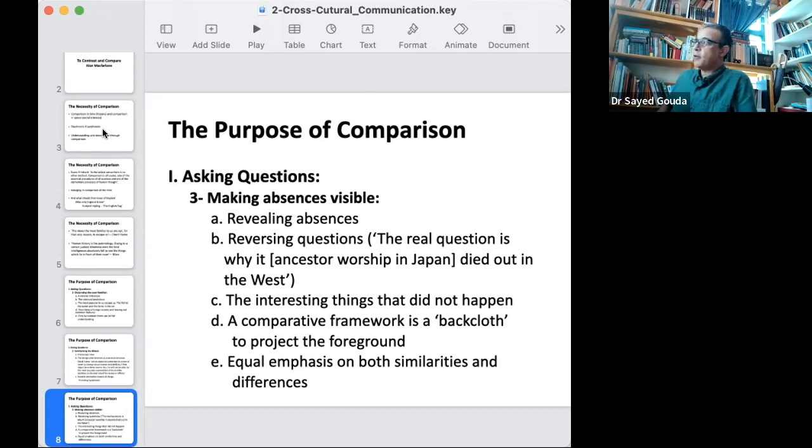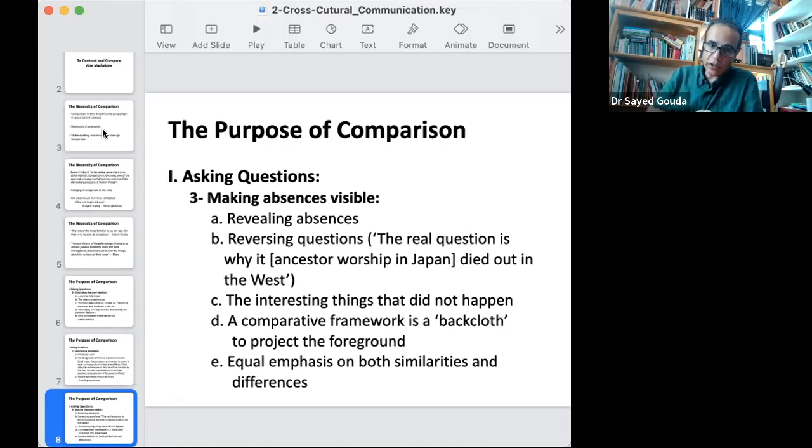It is interesting, but it might add a deeper dimension if we ask why it died out in the West or in another part of the world. So we always need to ask about the interesting things that either happened in the past and ceased to exist, or about things that did not happen at all. So we use this comparative framework as a backcloth, as a background, to project the foreground.